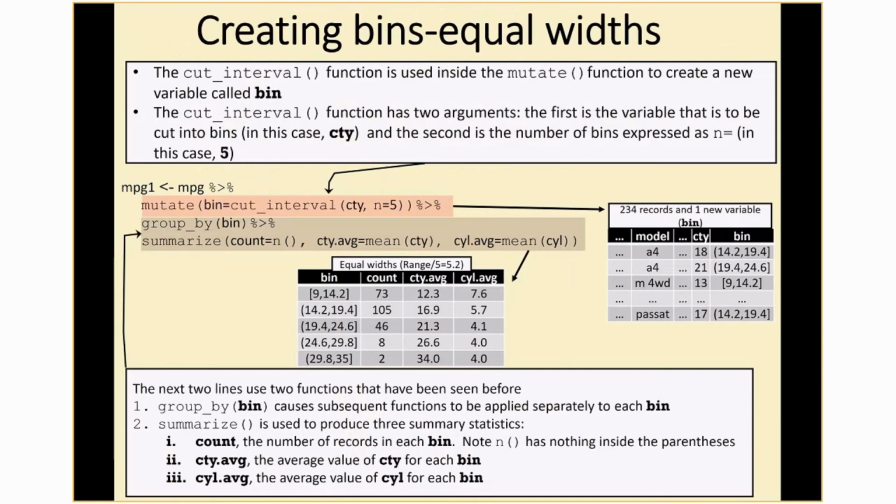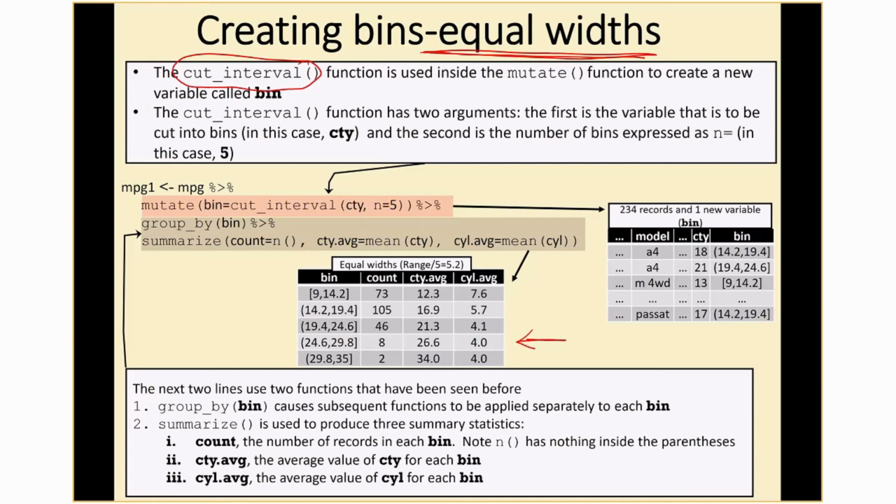So now we're actually going to get into some code. So if we want bins who have equal width, the function we're going to use is cut interval. And if we're going to create this new variable called bin, then we're going to have to use the mutate function. So to accomplish our goal, which is to produce the ultimate summary data frame, there's our ultimate summary data frame, it's really a 2-step process.